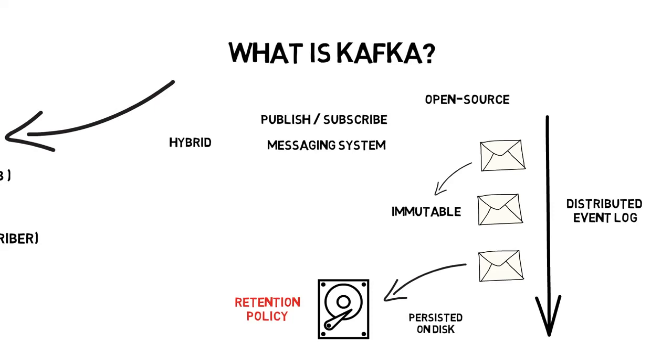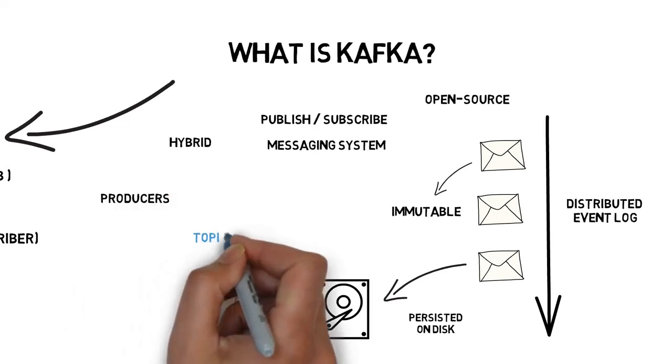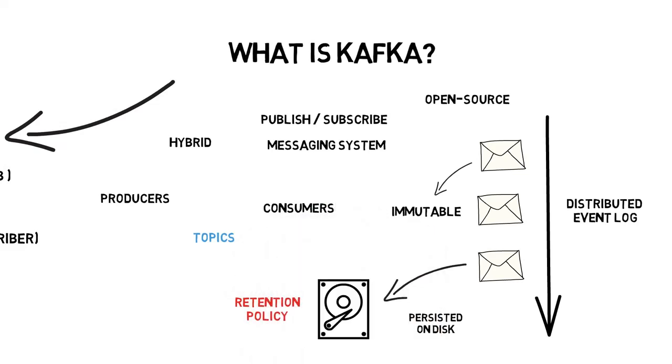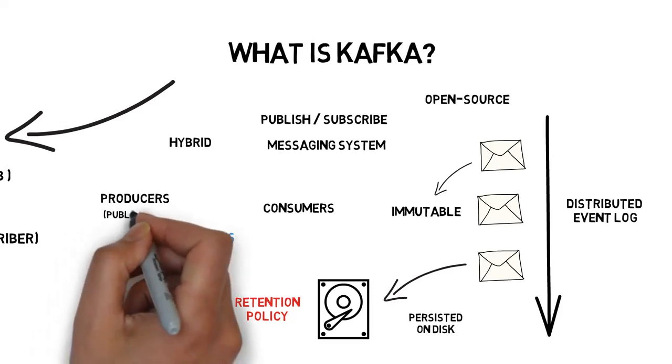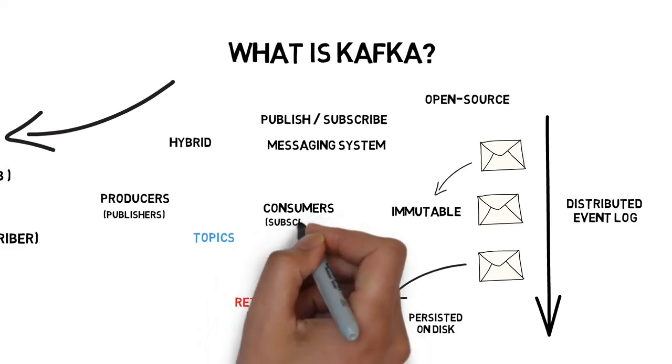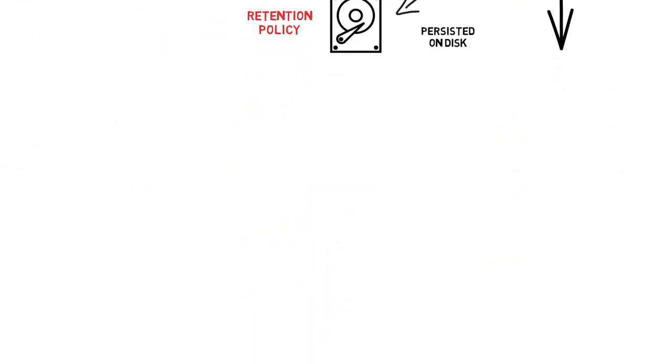The main concepts behind Kafka are producers producing messages to different topics and consumers consuming those messages and maintaining their position in the stream of data. You can think about producers as publishers or senders of messages. Consumers, on the other hand, are analogous to the receivers or subscribers.